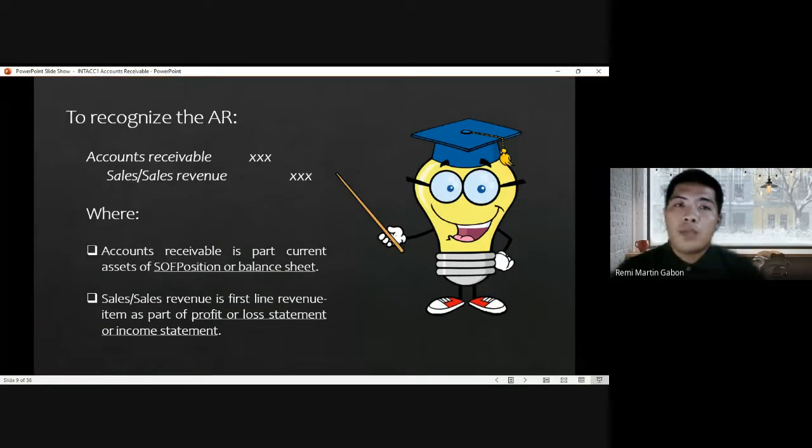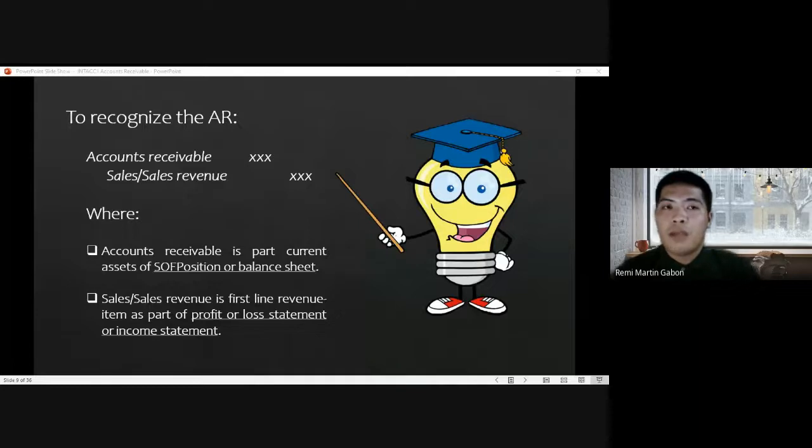To recognize our accounts receivable for accounting purposes, we debit accounts receivable and credit sales or sales revenue. If you can still remember your merchandising activity or topic under your basic accounting, we have several transactions for which we are asked to prepare journal entries. Examples of those entries are a debit to accounts receivable and a credit to sales or sales revenue. Now, there are different types of sales revenue. It depends on what type of transaction. Is it a cash sale revenue, credit sale revenue, or whatsoever?